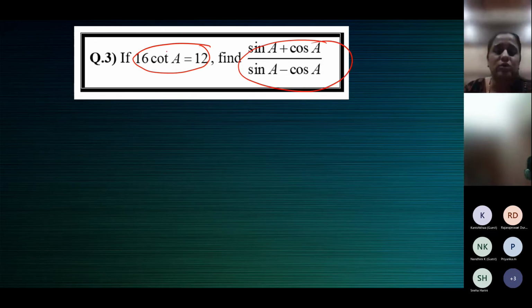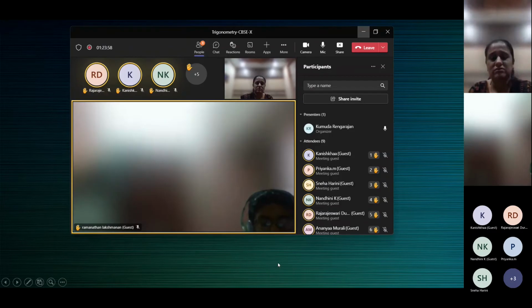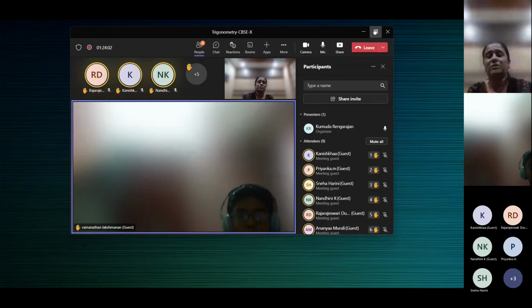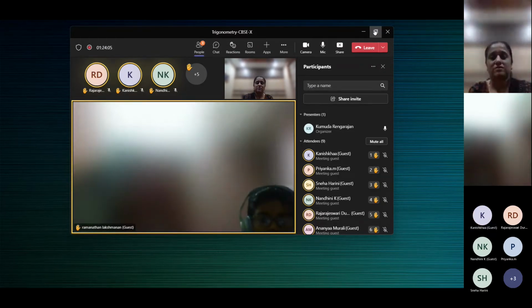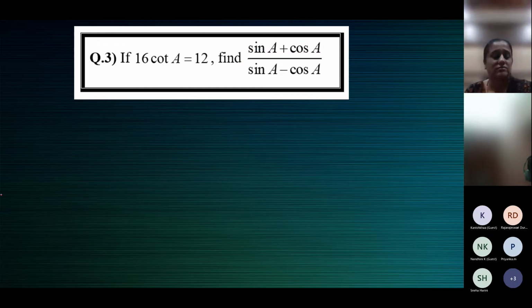See, normally when 16 cot A is equal to 12, that means cot A is equal to what? What is cot A? What is the value of cot A?